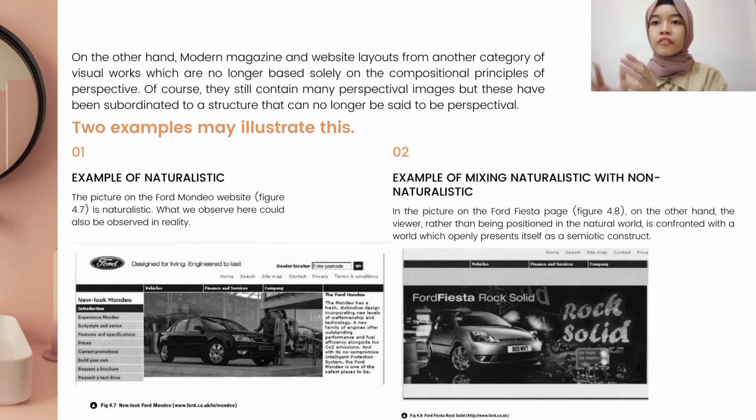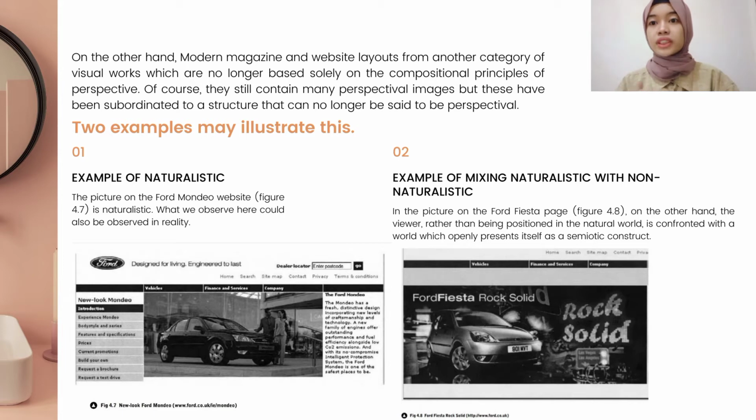Now, comparing this figure of 4.7 with the picture of the Ford Fiesta page in 4.8, on the other hand, the viewer, rather than being positioned in the natural world, is now confronted with a world which openly presents itself as a semiotic construct, mixing perspectival and non-perspectival elements in such a way as to give the appearance of a continuum of forms, from the representational to the significational.